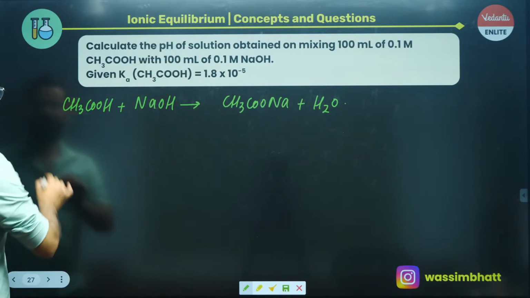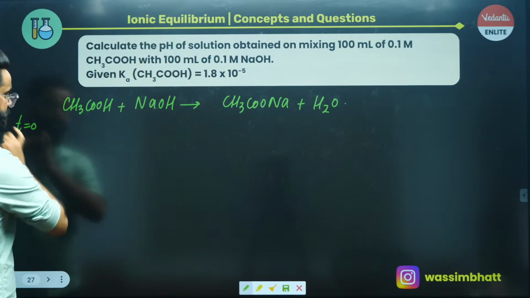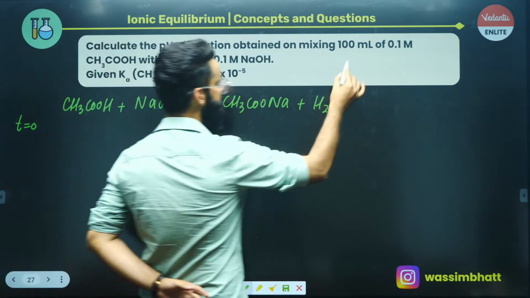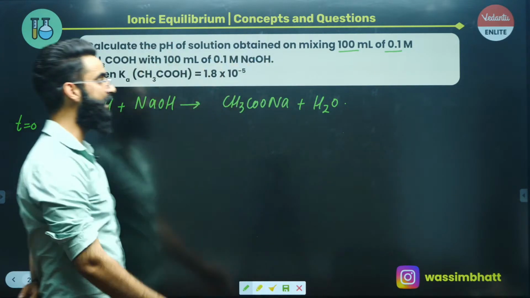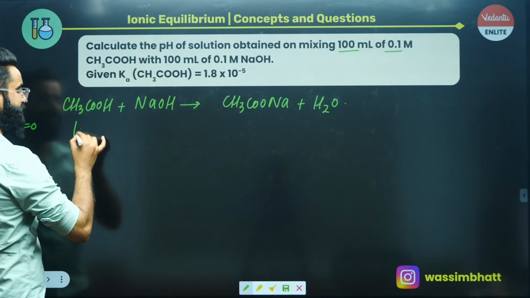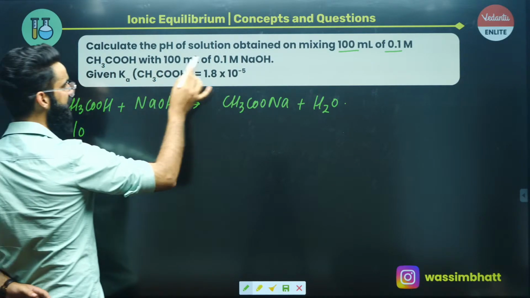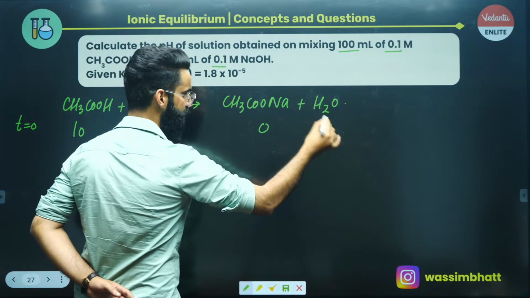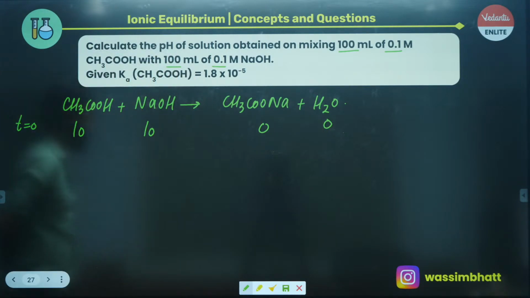The first thing which I'll be doing, I'll be calculating the millimoles of both the reactants. CH3COOH, its molarity and volume is given to me. So multiply its molarity with volume, you'll be getting the millimoles as 10. Similarly, what about the millimoles of NaOH? This multiplied by this, the value comes out to be 10. So this is going to be 0, this is going to be 0. Since the reaction is already in balanced form.